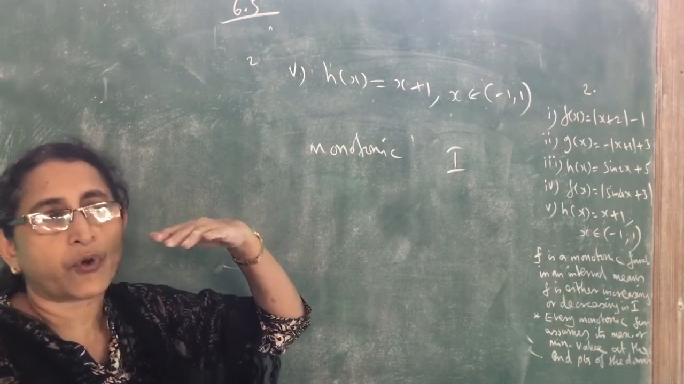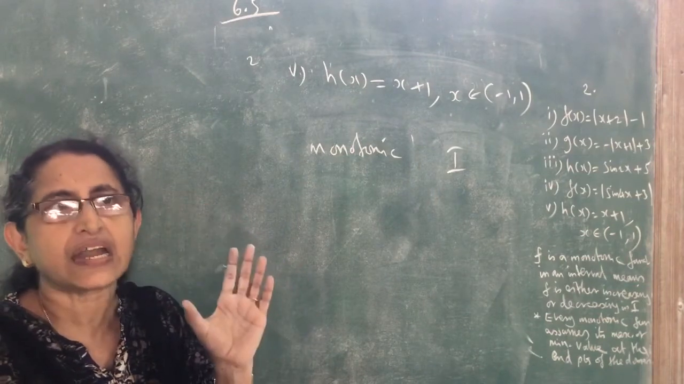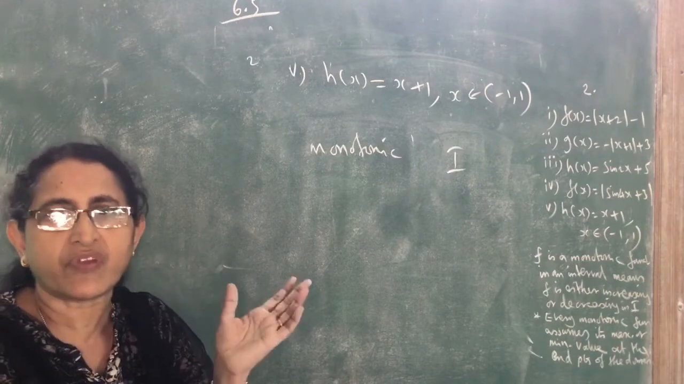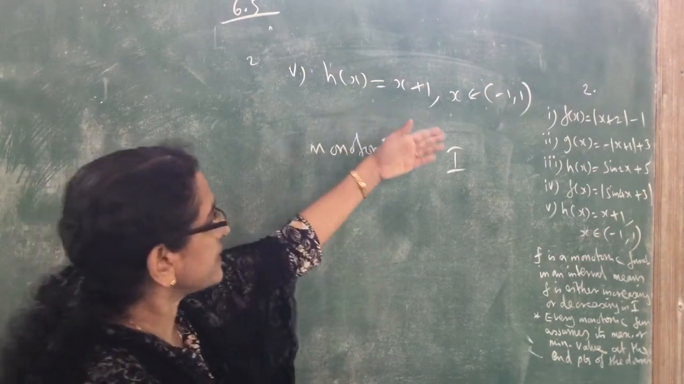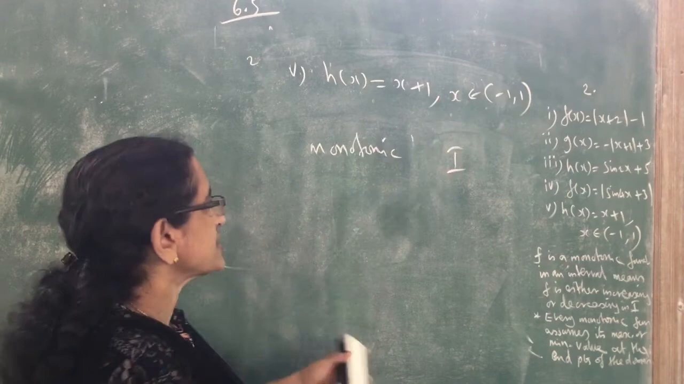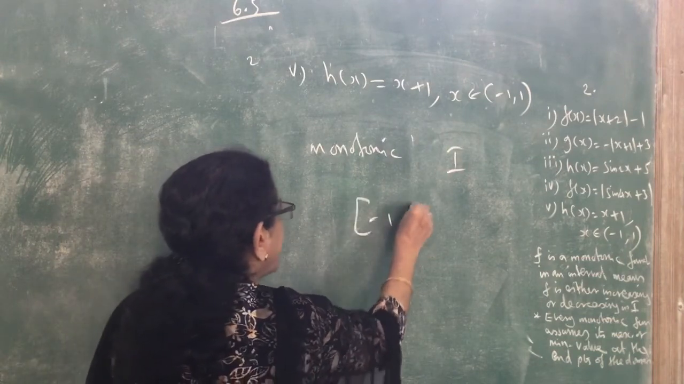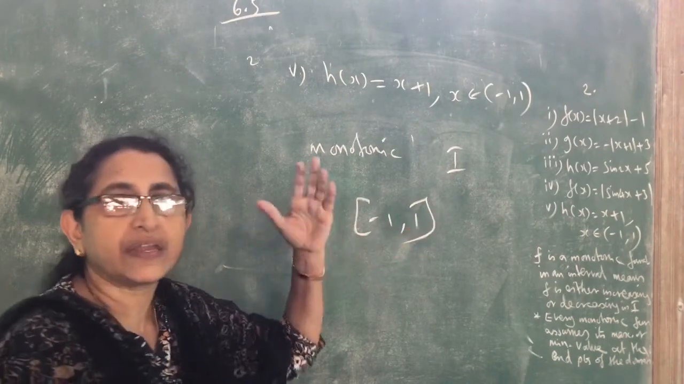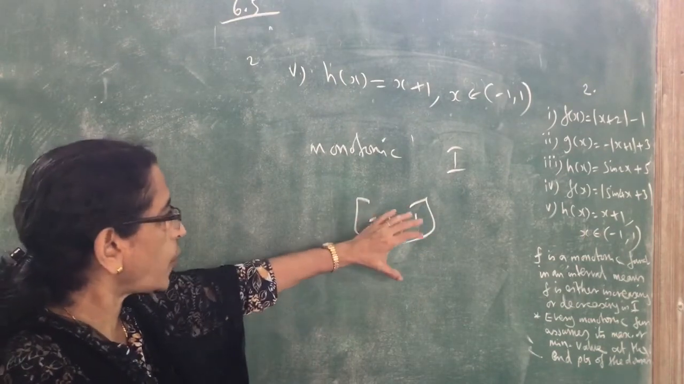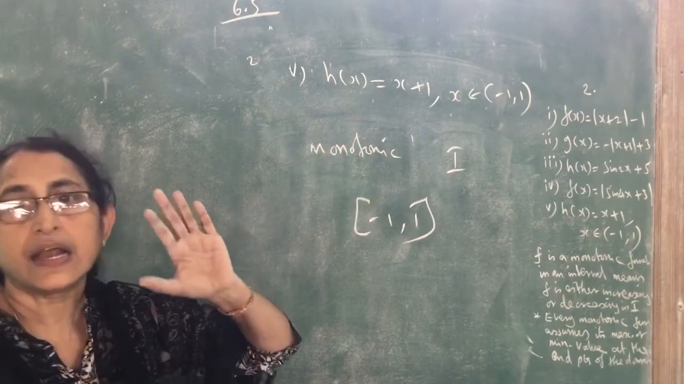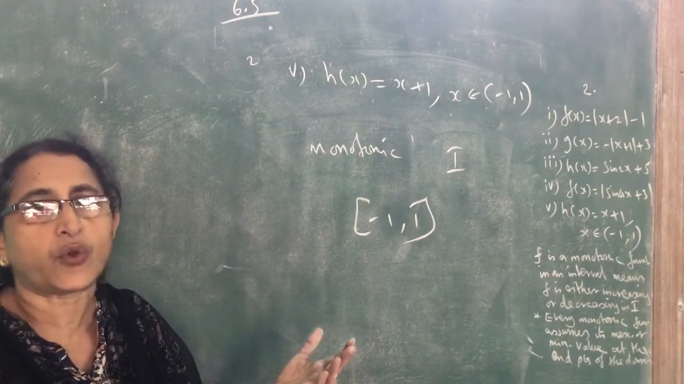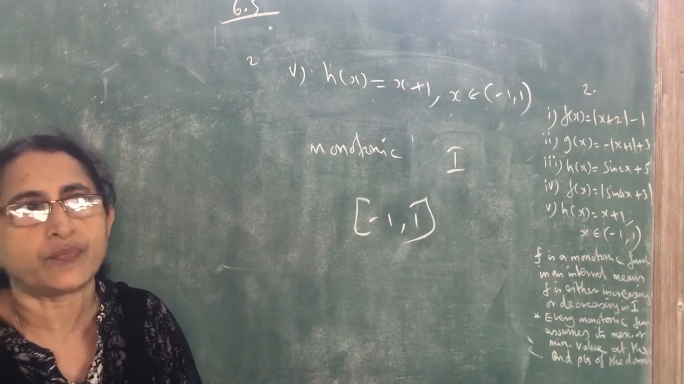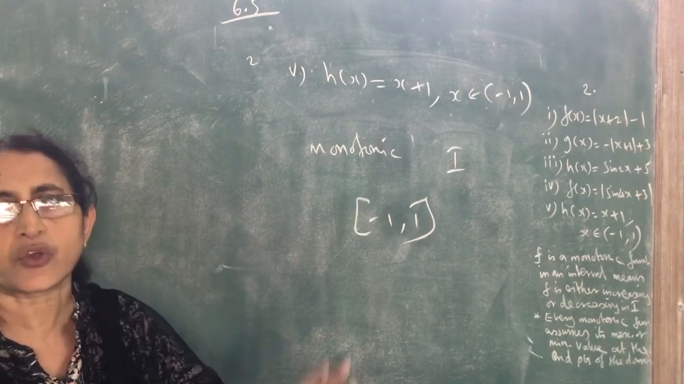And for a monotonic function in a closed interval, it has the maximum value and minimum value at the end points. See, in this case itself, if the interval was the closed interval minus 1, 1, then the function has the maximum value at x equal to 1 and the minimum value at x equal to minus 1. So in a closed interval, a monotonic function has its maximum value or minimum value at the end points, depending on whether it is an increasing or decreasing function.